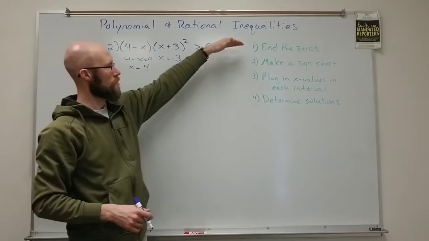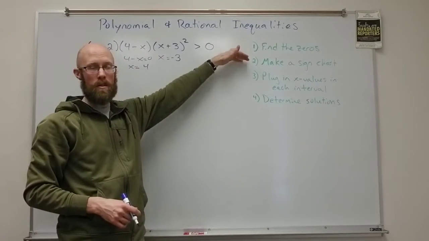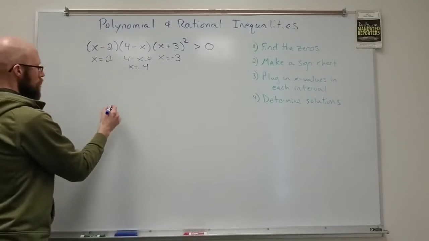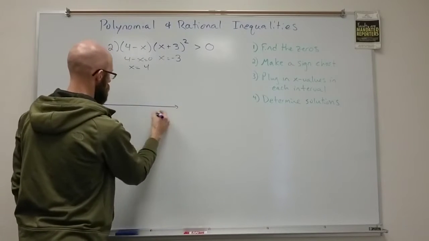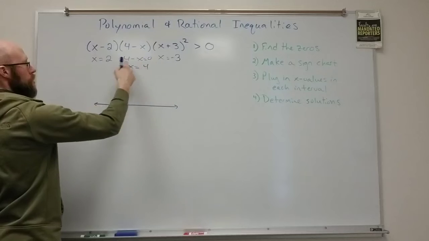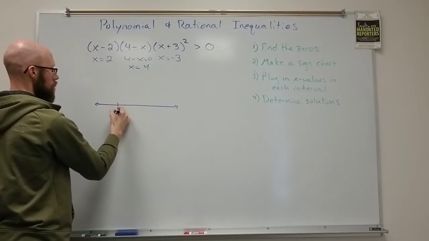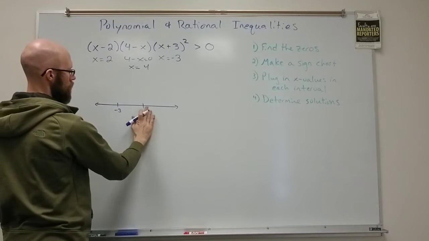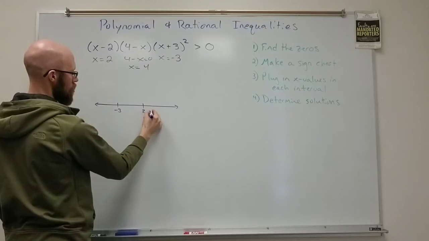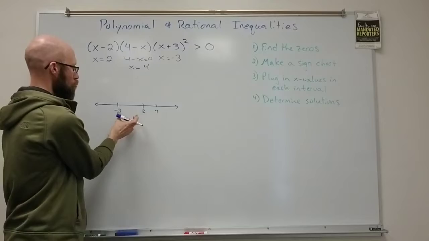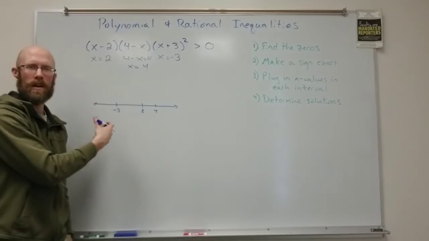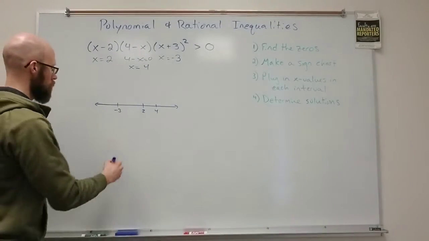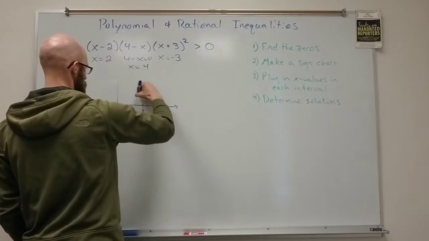Okay, so I found my zeros. Now I have to make the sign chart. Okay, so the sign chart is again going to be on a number line. I've got to put these three numbers in order. I don't have to get too specific on the relative distance from each other. As long as they're in the correct order is going to be good enough. So -3, 2, and 4.